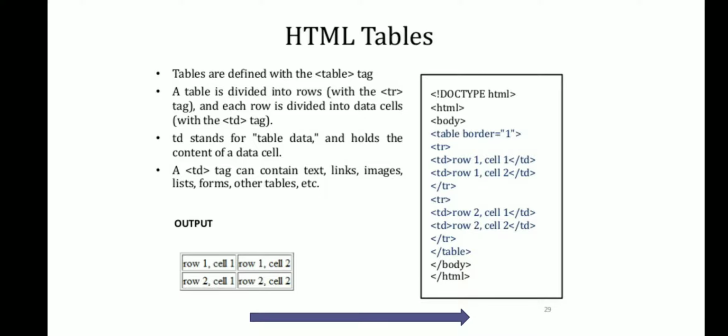Next, td is nothing but the table data. The table data can contain text, links, images, lists, forms, and other tables. So this is a simple example for creating a table. This is the output, how it will be displayed with the border, which contains the row, table, row.